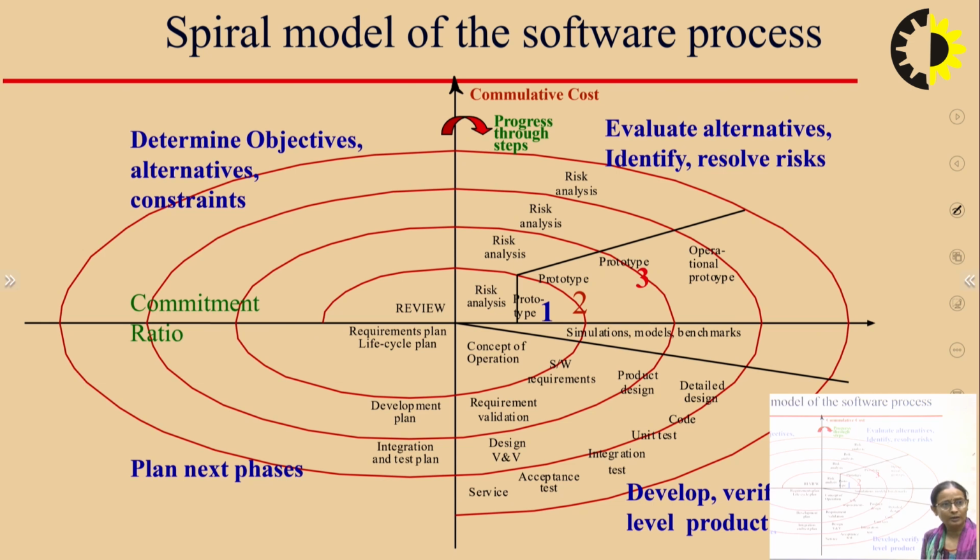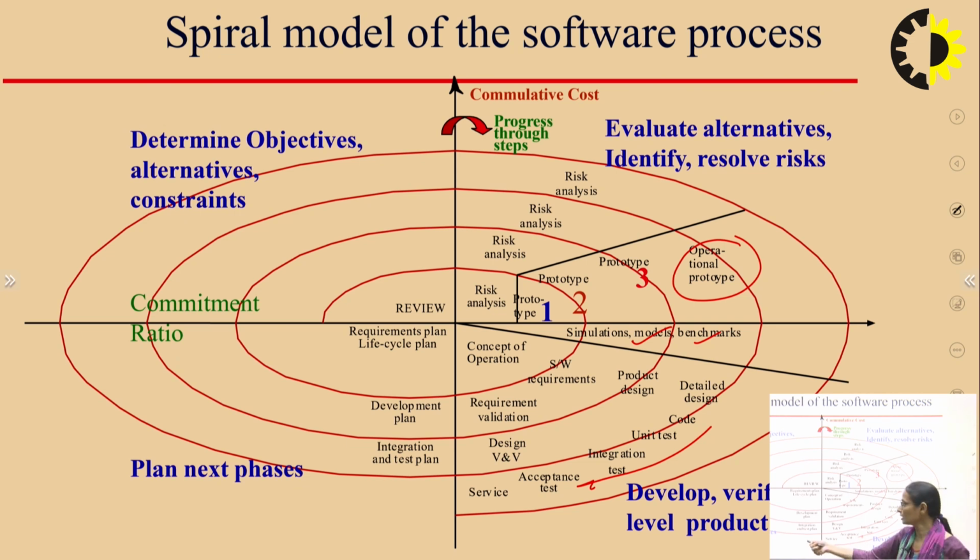Now, in each quadrant, we are doing certain kinds of activities. For example, here we are reviewing things. Here we are doing the risk analysis, as well as developing the prototypes until we get the operational prototype. And while identifying the risk, we are also analyzing the risk. In this quadrant, we are simulating the models, we have benchmarks, then software requirements, product design, detailed design, coding and testing. All these things come under this quadrant.